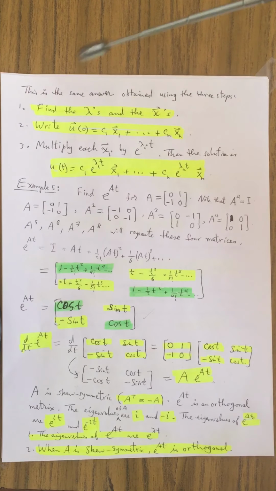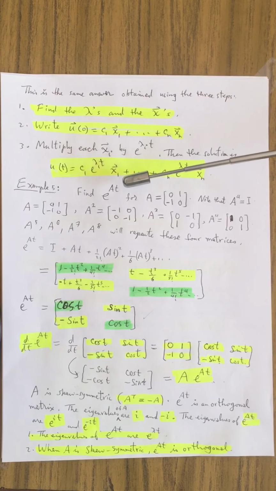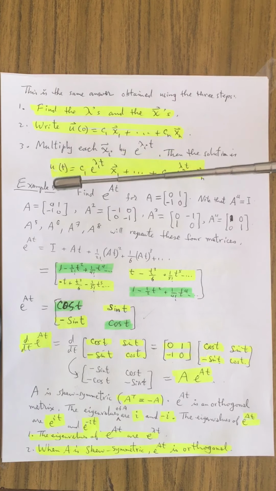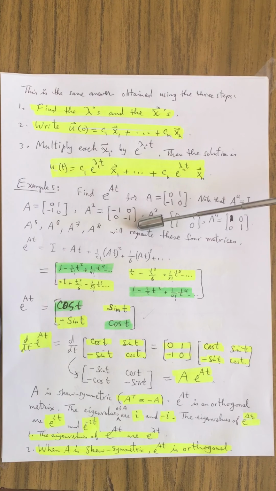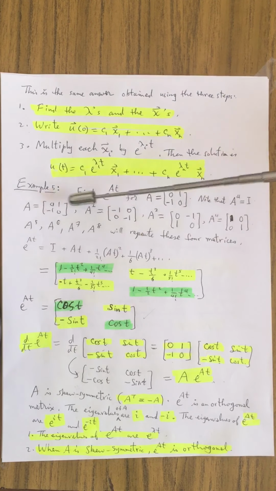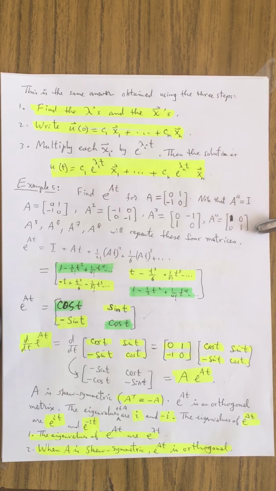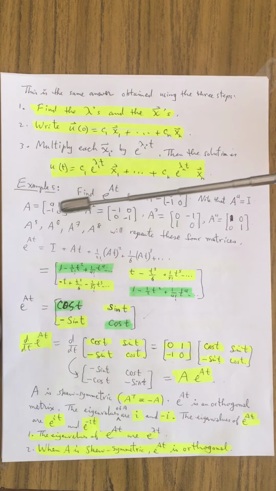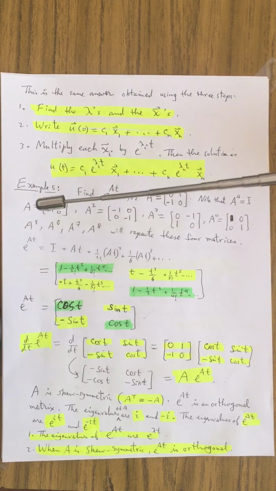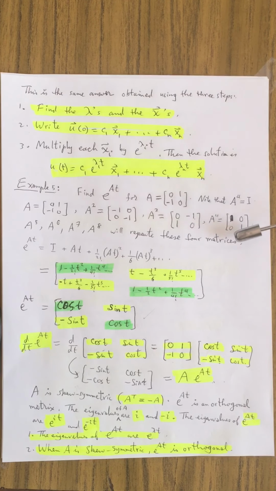An example on the application of the exponential matrix. Let us find e to the At for A equal to [0, 1; minus 1, 0], an antisymmetric matrix. Note here that A squared is [minus 1, 0; 0, minus 1]. A cubed is actually minus A, and A to the 4 becomes the identity matrix I. So the higher order terms, A to the 5, 6, 7, 8, will repeat A squared, A cubed, and A to the 4.